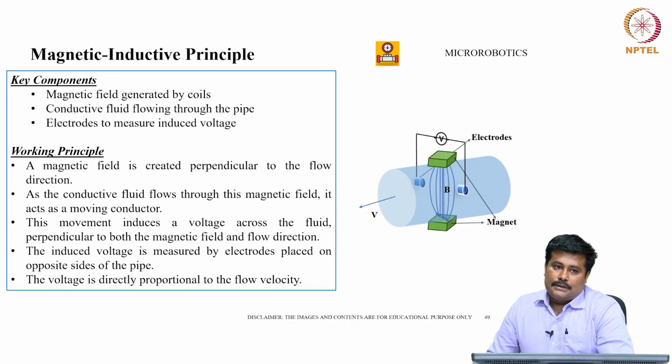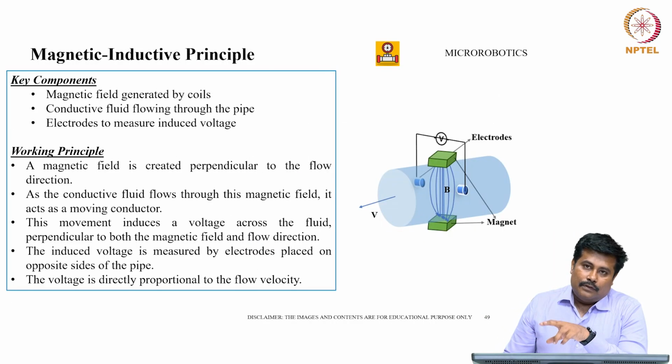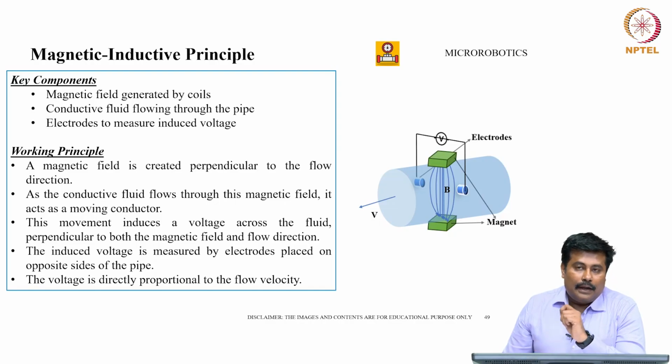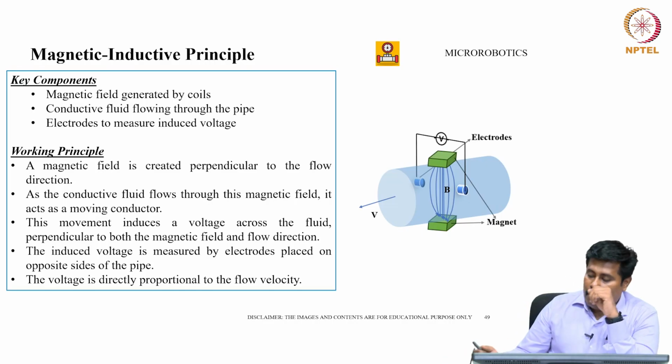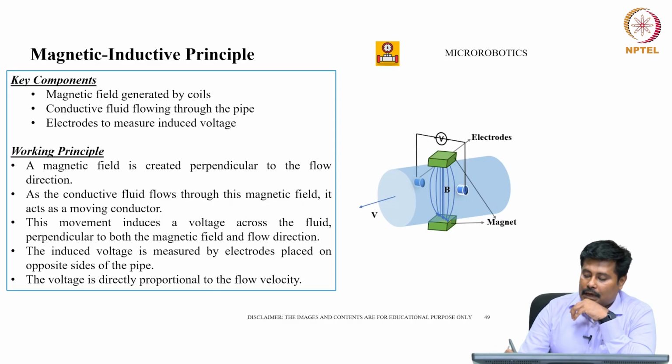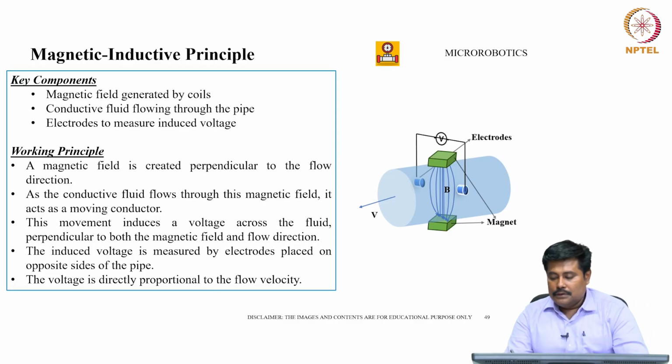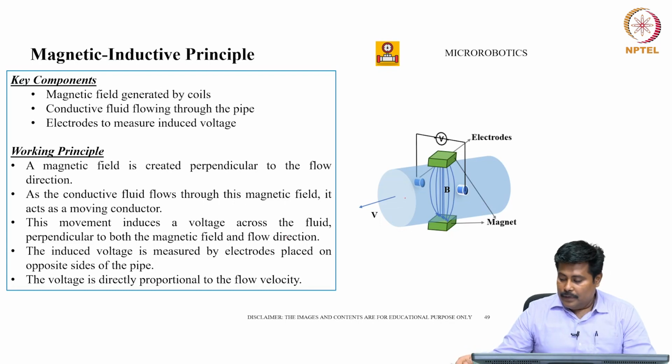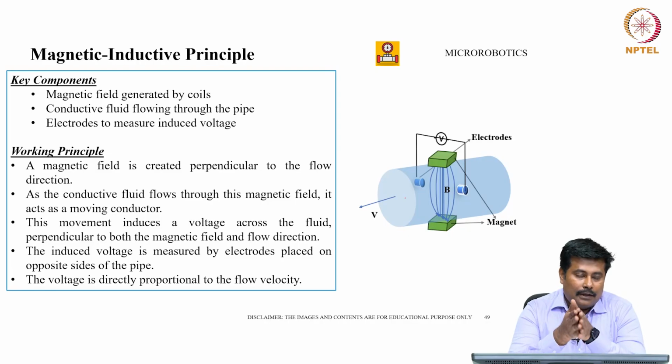Now, let us discuss the next configuration, which is called the magnetic inductive principle configuration. In this configuration, if we consider this as a system, we have two electrodes and a magnetic field is placed and the fluid is moving with the velocity V. The key components involved are the magnetic field generated by the coils, the conductive fluid flowing through the pipe, and the electrodes to measure the induced voltage.